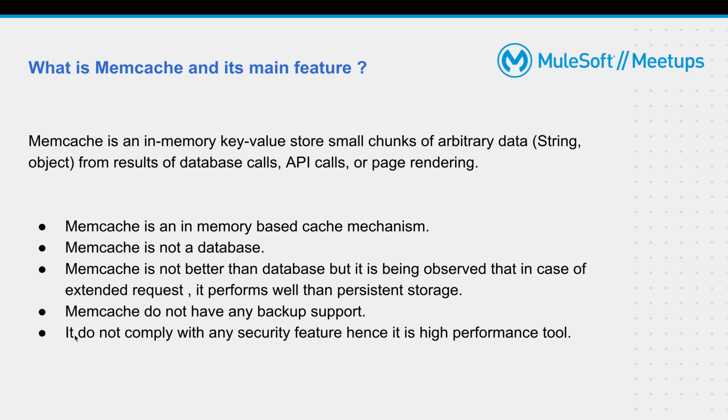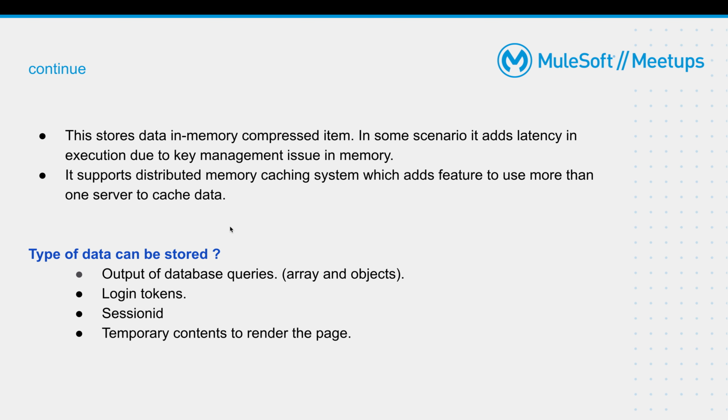Hence, it is quite useful, and it needs to be deployed on premises, or under the network or security boundary where your application is deployed, and does not require any high security feature to access the data from Memcache. The stored main memory, as I expressed, is a compressed item. It supports distributed memory, so multiple applications and multiple environment instances can send data. Types of data include login token, session, temporary content, rendered page, and array object.